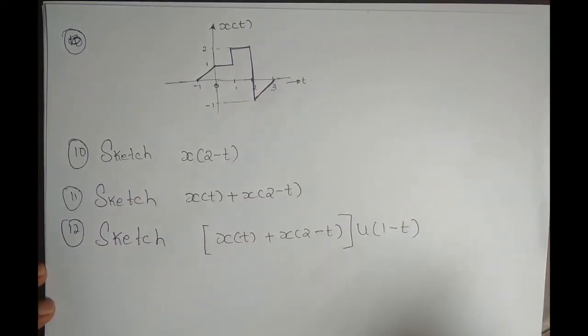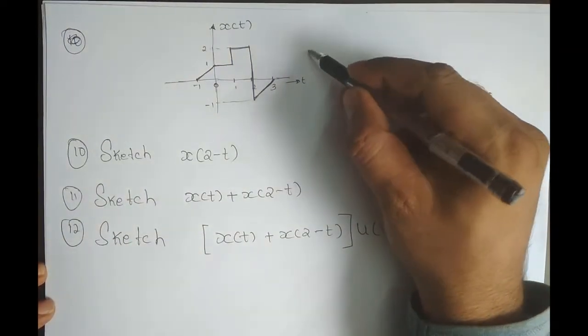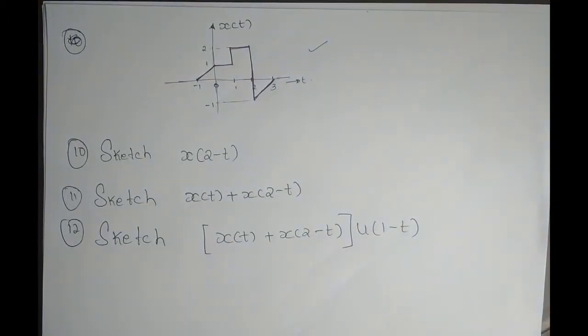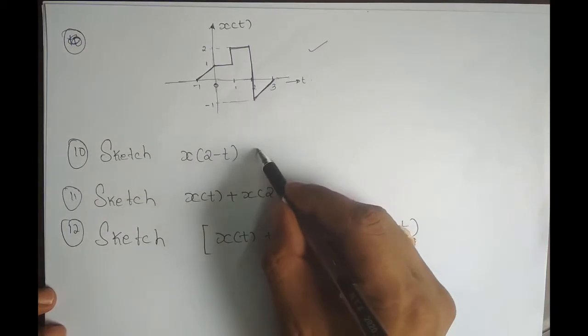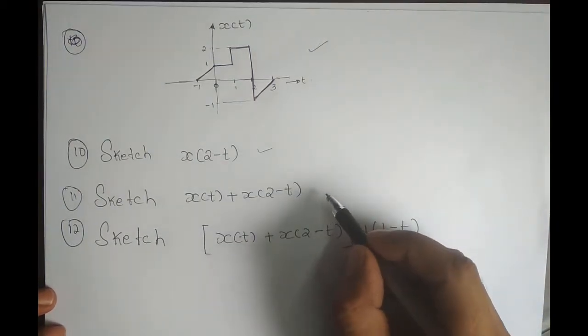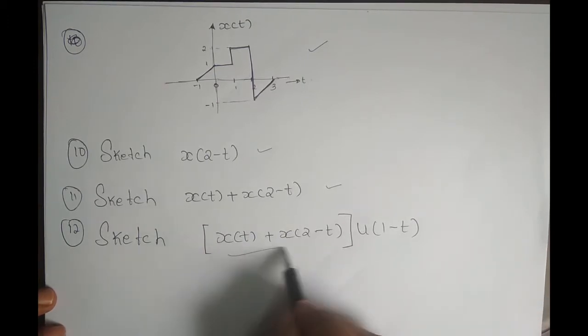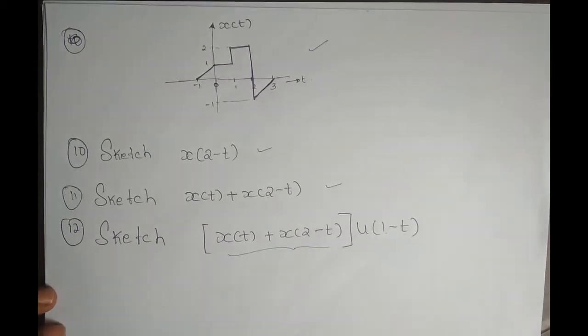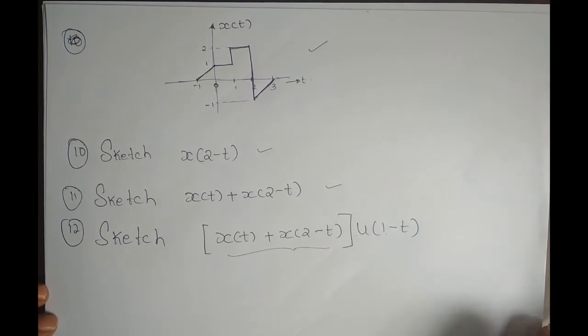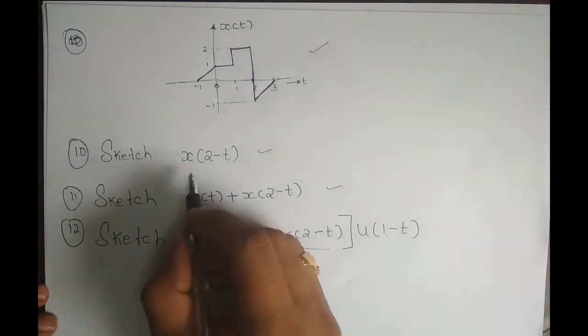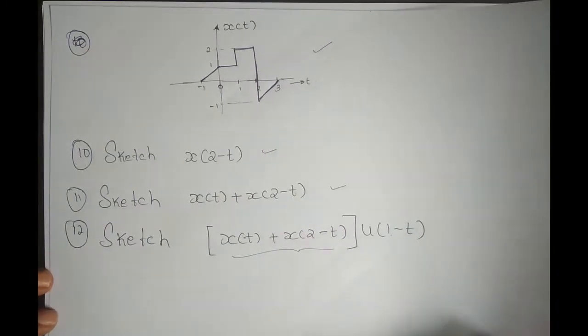Okay, the problem is, the signal x of t is given something like this. It's a continuous time signal. I want to sketch x of 2 minus t, I want to sketch x of t plus x of 2 minus t, and I want to sketch x of t plus x of 2 minus t multiplied with u of 1 minus t. So we shall take up one by one. First we'll take problem number 10, which is x of 2 minus t.